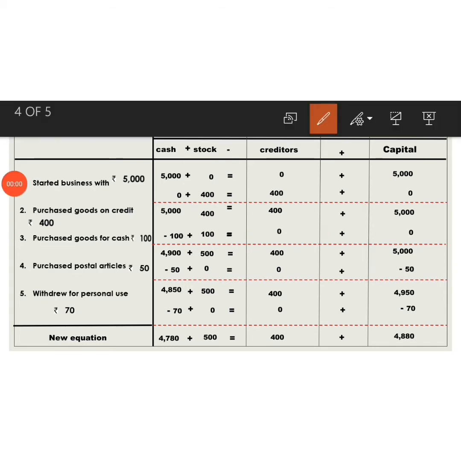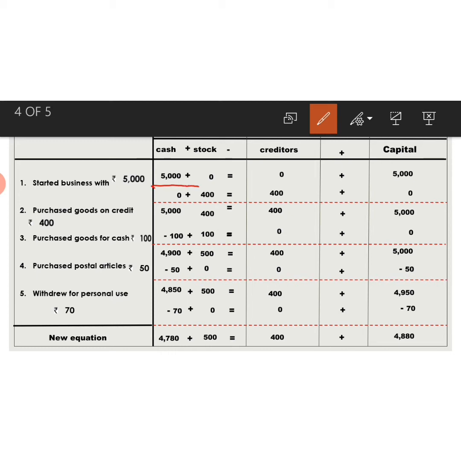So let us move on to the first transaction. Started business with rupees 5,000. As I said earlier, this amount of rupees 5,000 should appear twice, and let us see which two places this 5,000 appears. Since the business is started with rupees 5,000, that is assumed to be in the form of cash, so it will appear under cash.